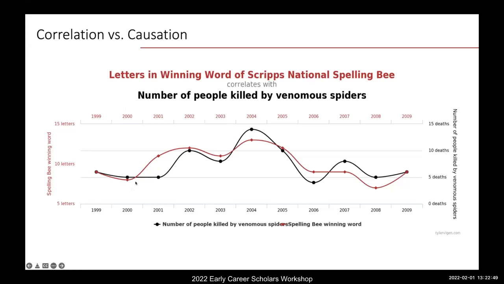So if we take this at face value, what we see is that there's definitely a relationship between these two types of data, meaning that it looks like when there are more letters in the word in the Scripps National Spelling Bee, then there are more people killed by venomous spiders. And I think it's pretty clear and intuitive that this is what we call spurious correlation. Okay, so this is not something where one is causing the other, but something where we want to be careful about what we draw in terms of conclusions.